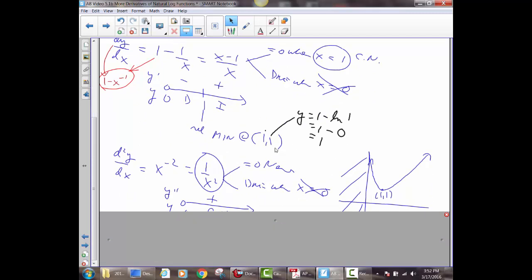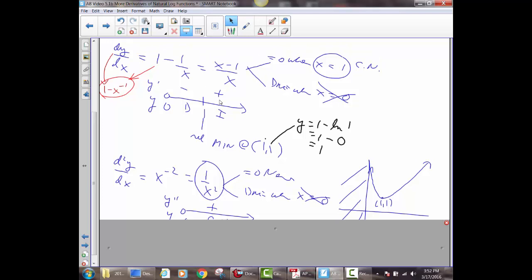And therefore, we have a relative min at (1, 1). Now, they also asked for points of inflection. So from here, okay, I guess from here, right, this is what I did.